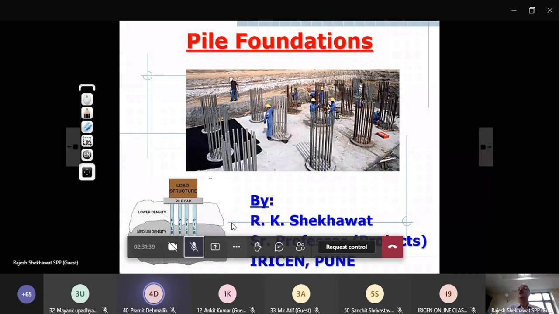So now we'll start the second part of the bridge foundations, that is the pile foundation. We have seen open foundation. Now we'll go to the pile foundation.